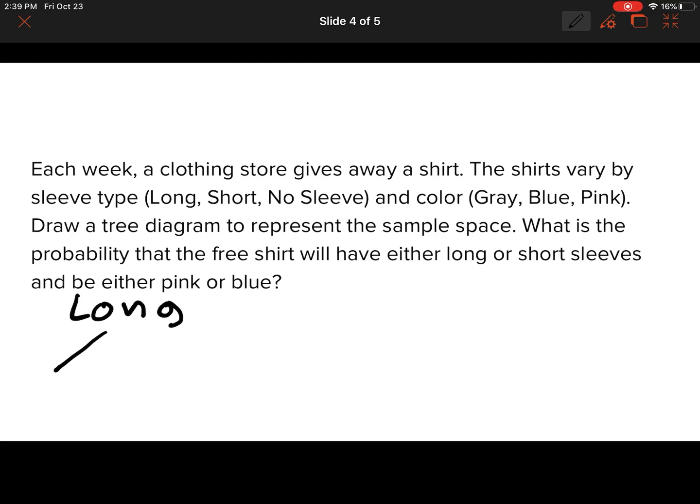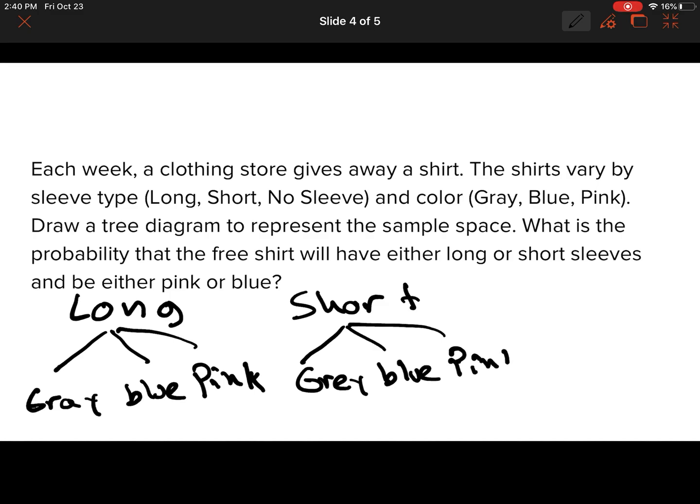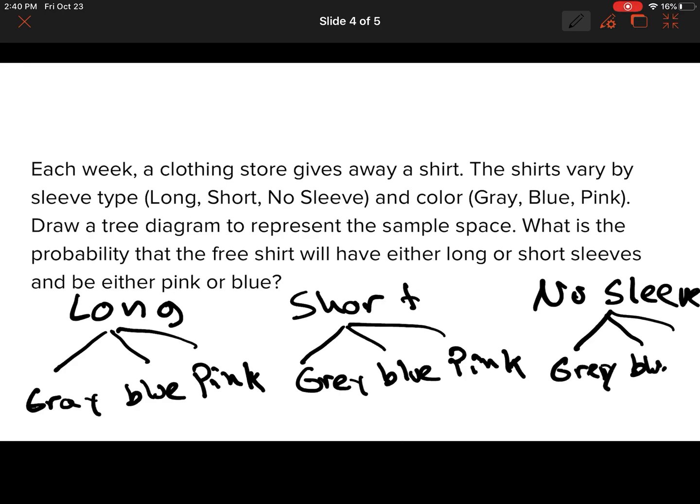Alright, so first we're going to start with long. What are our 3 options for long? Well, we could be gray, blue, or pink. Now for a short sleeve, we have those same 3 options: gray, blue, or pink. And finally, for a no sleeve, we have gray, blue, and pink again. And we want to find out the probability that the free t-shirt will have either long or short sleeves and be either pink or blue.